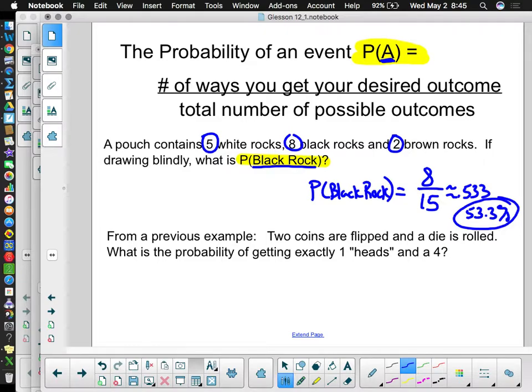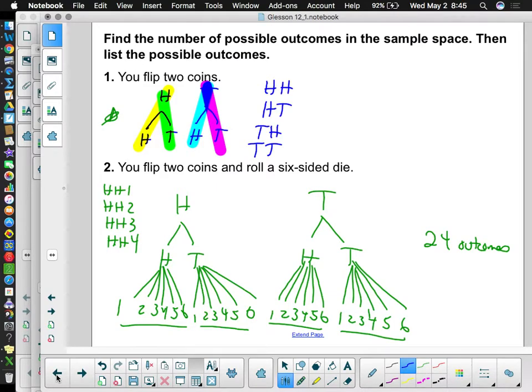For the previous example, 2 coins are flipped and a die is rolled. What is the probability of getting exactly 1 heads and a 4? Well, let's go back to my sample space. Here's where my sample space can be really useful. I want exactly 1 heads and a 4. So when I go back to my sample space, I notice that I had 24 possible outcomes. So my probability of heads and 4, the total number of outcomes possible is 24. We already know that. How many outcomes have exactly 1 heads and a 4?